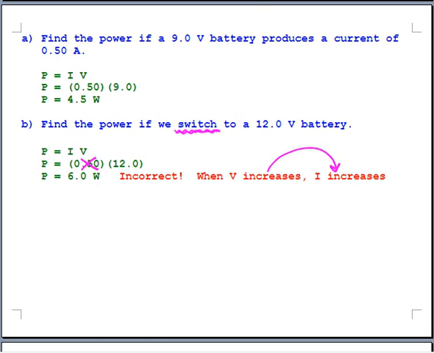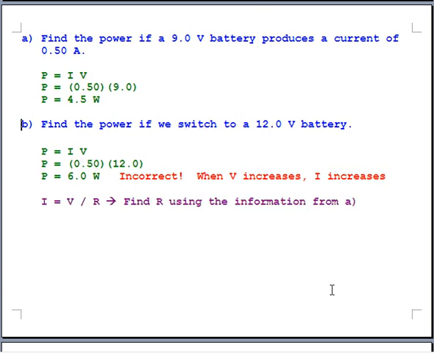So what I would do in this question is I would say, ooh, careful, we're switching the battery. That means we have to find some more information. So I would use I equals V divided by R, Ohm's law. Let's find the resistance using the original information from part A. So we had a 9-volt battery giving us 0.50 amps. If we plug those values in for V and for I, what does R come out at? If you rearrange that equation, it turns out that the resistor was worth 18 watts. Or sorry, that should be ohms. Resistor is 18 ohms.